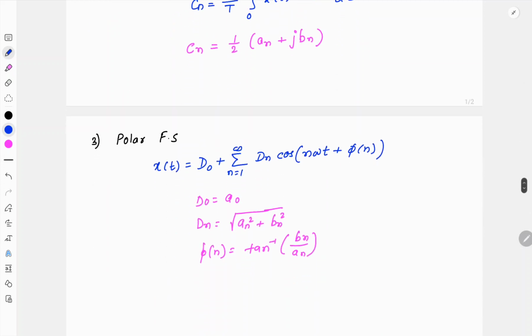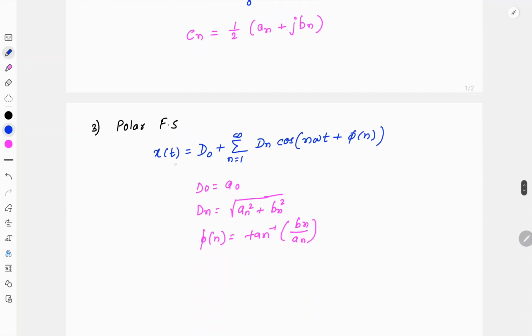And then lastly we have polar Fourier series. It has coefficient d0 plus summation. As we have coefficient 0 separated out, this summation limit starts at n equal to 1 to infinity dn cos of n omega t plus phi of n. So this completes the definition of Fourier series and its types.